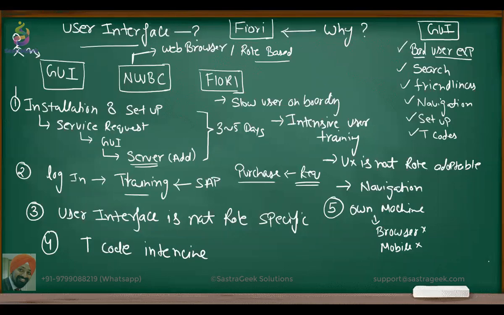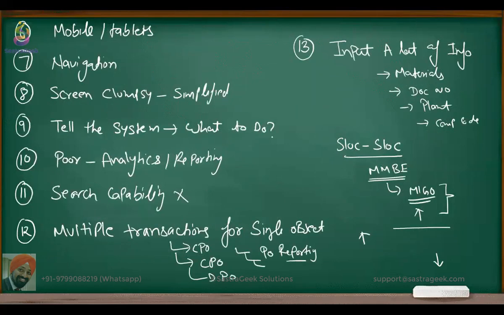user onboarding is slow, and intensive user training is required before a user can log into the system and try its hands-on. It is not adaptable to roles. Every time a user logs in, whatever kind of user, it shows the same screen. It only works with their own machines through SAP GUI, which is your desktops. It cannot be worked on the browsers. It cannot be worked on the mobiles. So those kinds of limitations are there. And it is T code intensive. We need to remember the T codes which we are using.